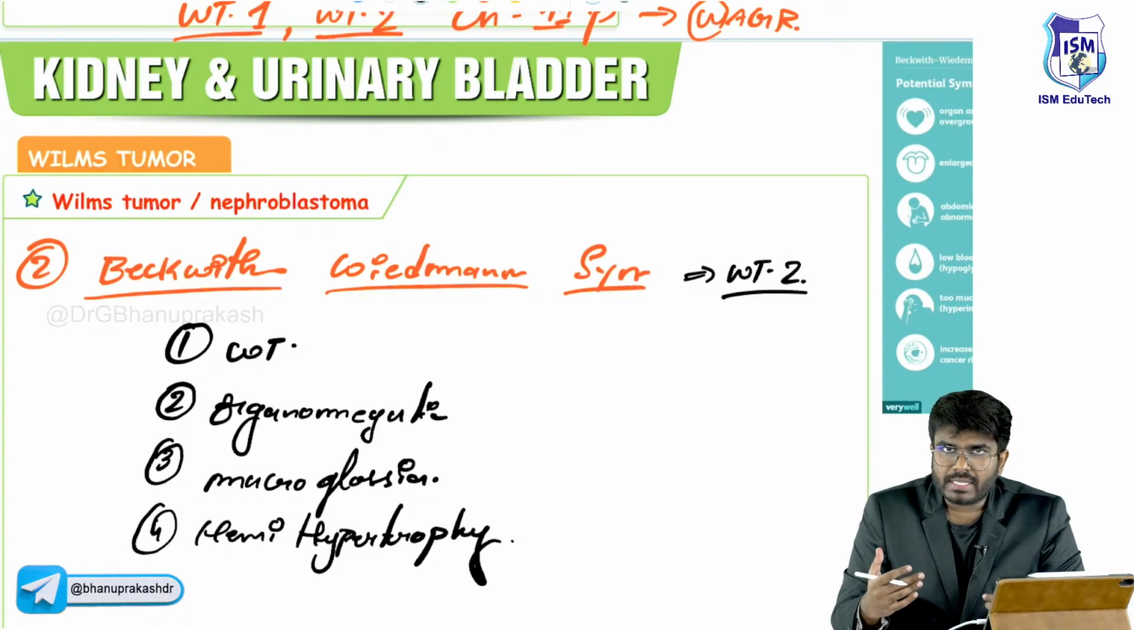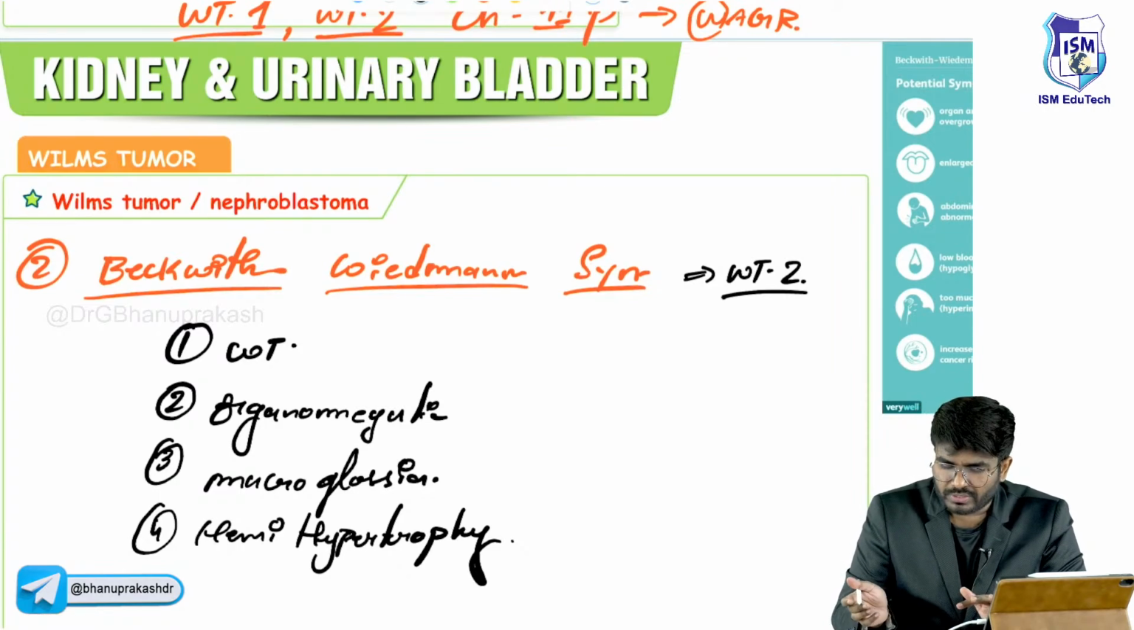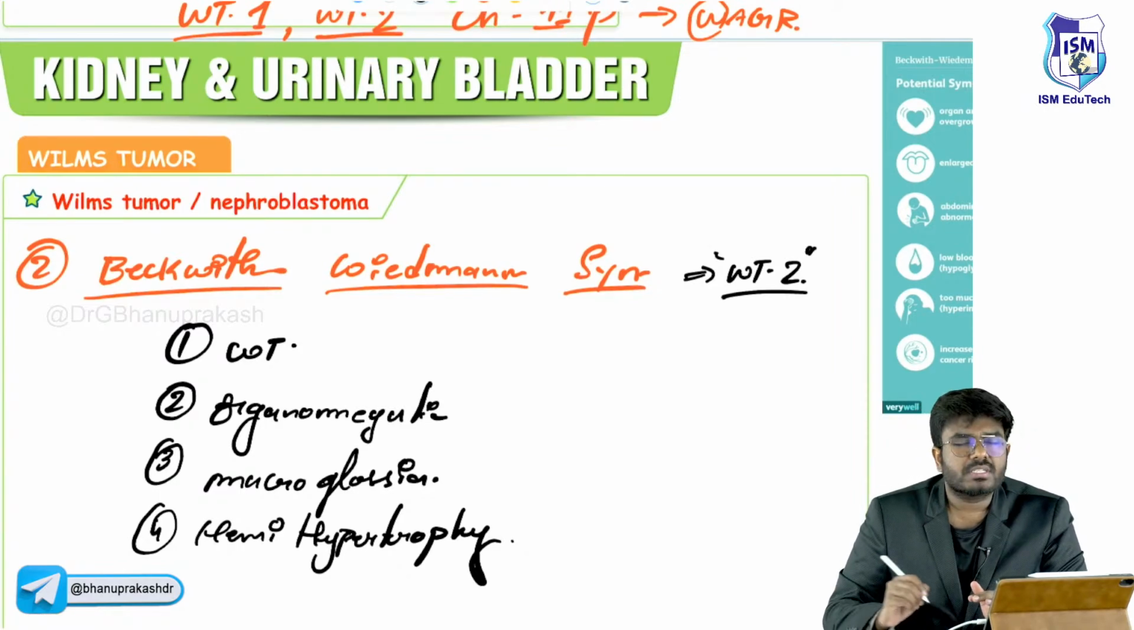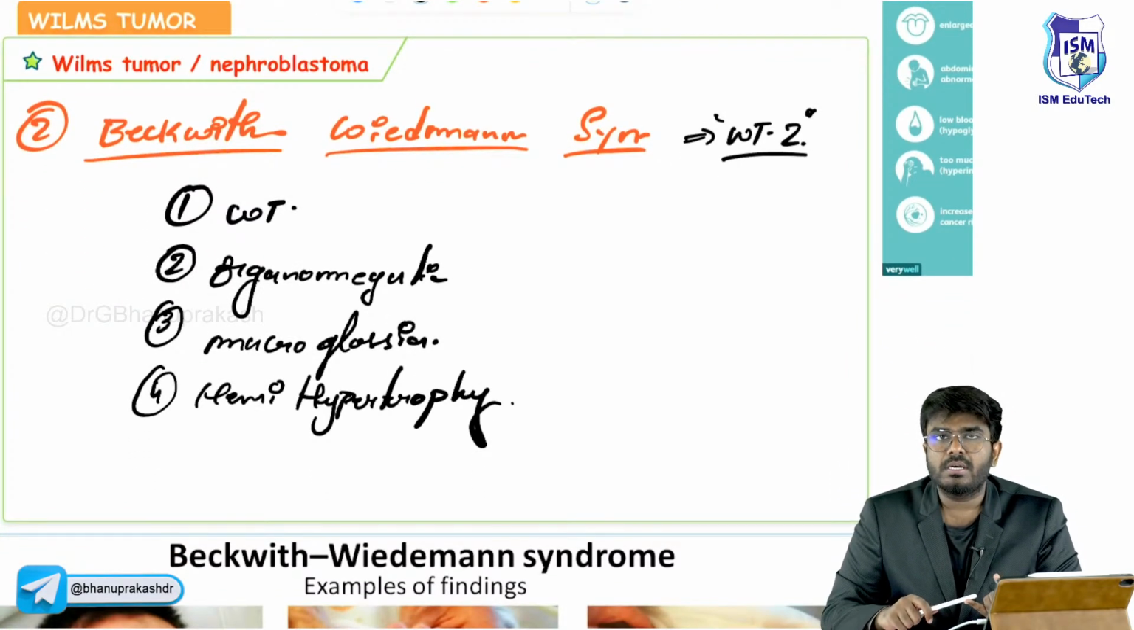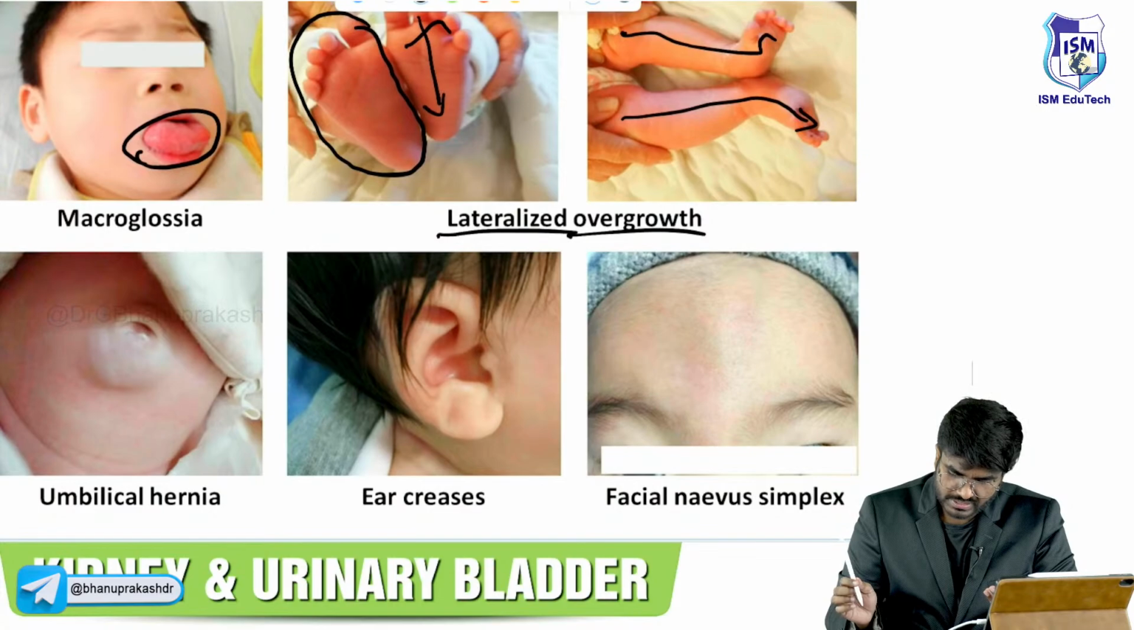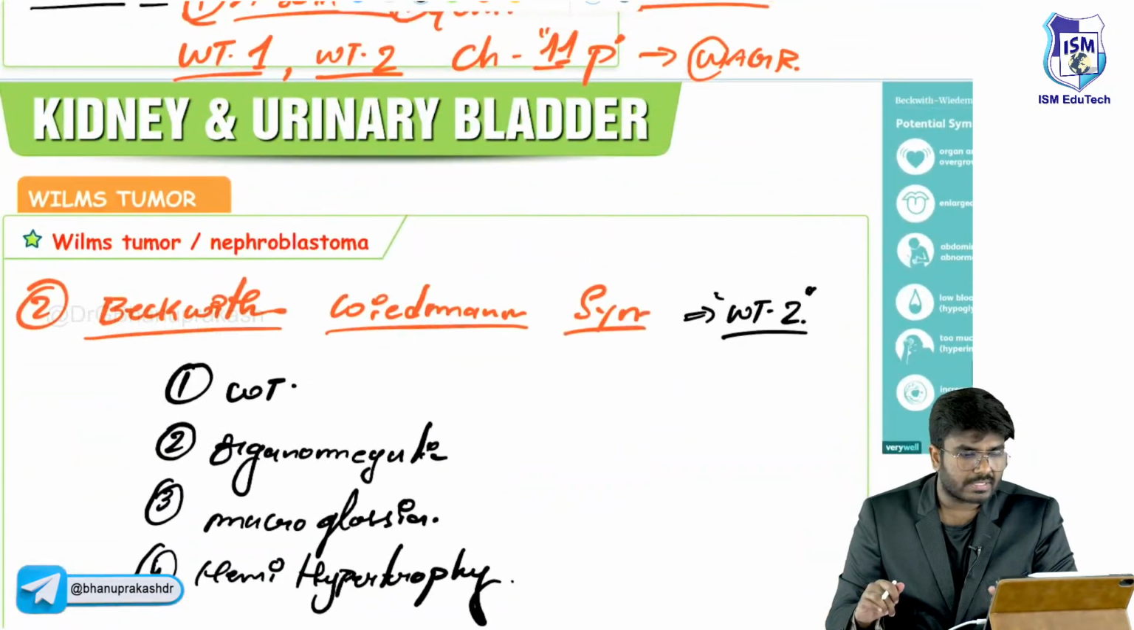I'm not going to go into detail about the genetics. There is a concept of imprinting involved here. So the WT gene mutations can lead to Beckwith-Wiedemann syndrome, where the patient is going to have Wilms tumor, lateralized growth or hemihypertrophy, with organomegaly and macroglossia.